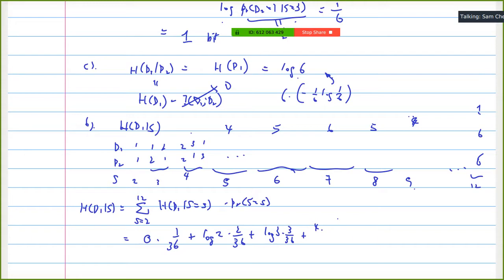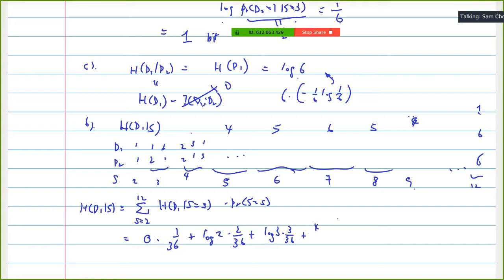Why is there 0 in there? Huh? 0. That's D1, D2, D1, S. Oh yeah, that is for S equal to 2. Yes. For S equal to 2, H(D1 given S equal to 2) is just 0, right? Because D1 can only be 1.